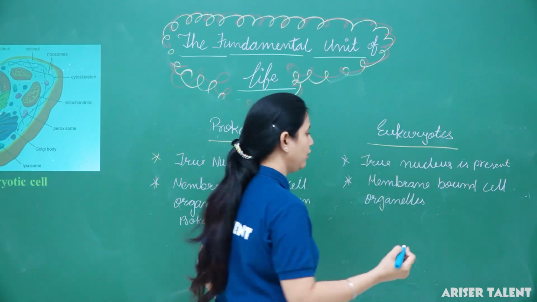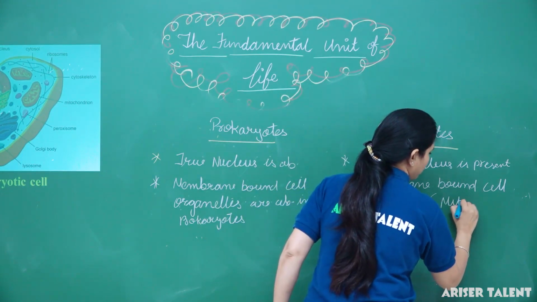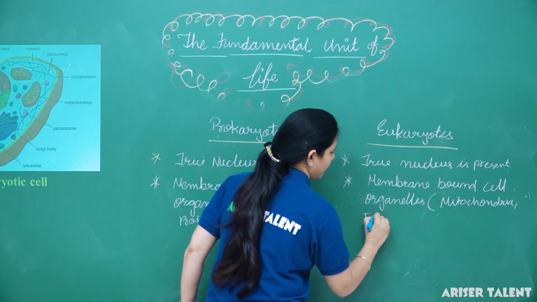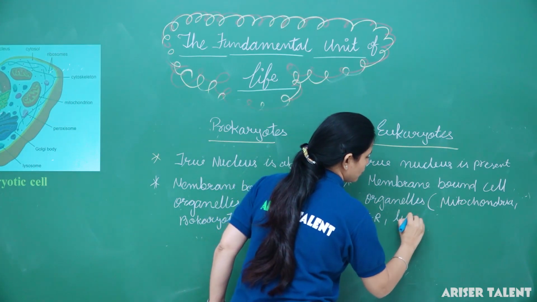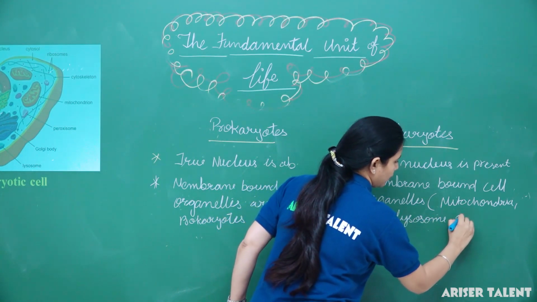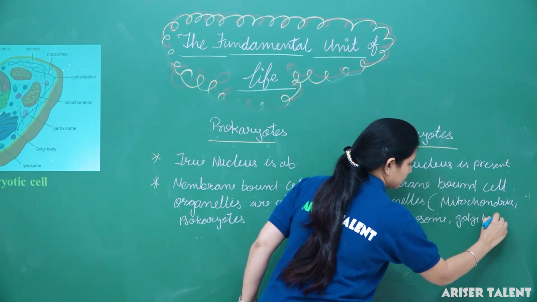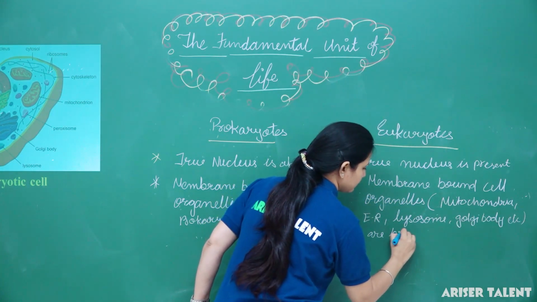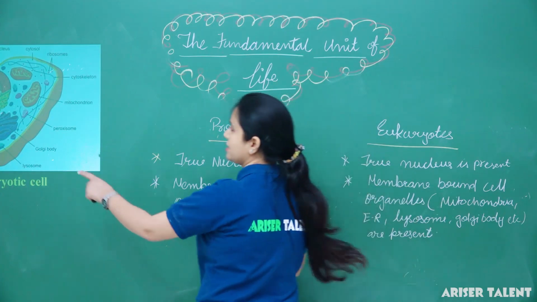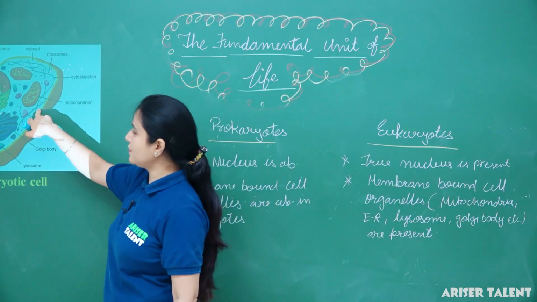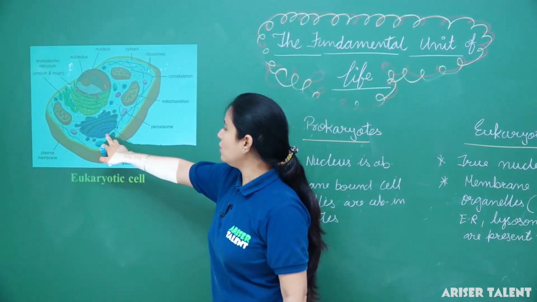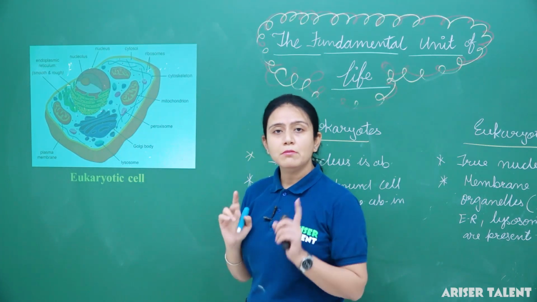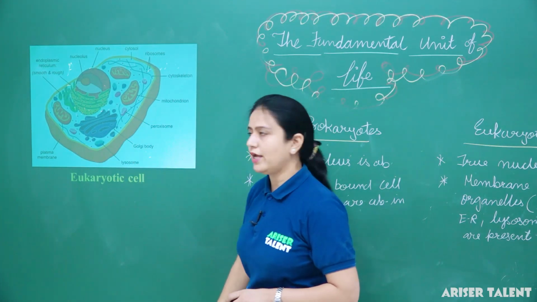Now what are they? Mitochondria, endoplasmic reticulum, lysosome, Golgi body are present. Here we can see in the structure, mitochondria is present, and we can see that Golgi body is present, lysosomes are present, and endoplasmic reticulum are present. So, thus we can say membrane bound organelles are present in the eukaryotic cell.